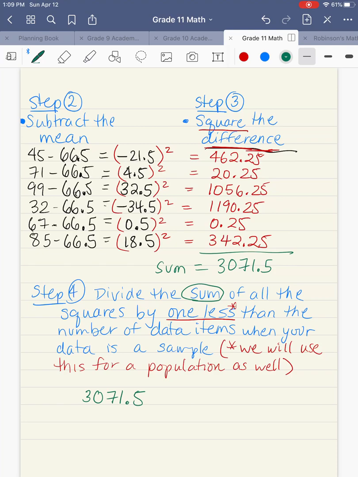And what I actually mean by that is that we have 6 data items, right? We have 1, 2, 3, 4, 5, 6. So here we are going to divide by 5 to get our answer for step 4. So this is going to give us 614.3, and let's just write down what this 5 is. This is 1 less than the number of data items.